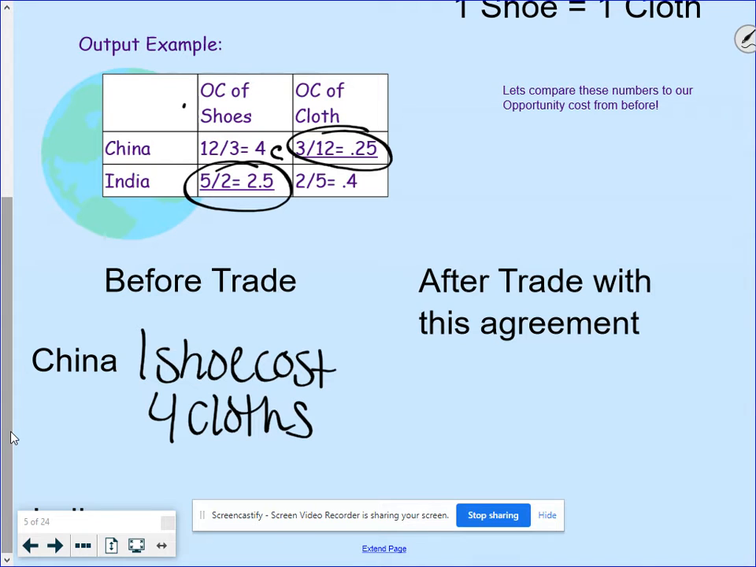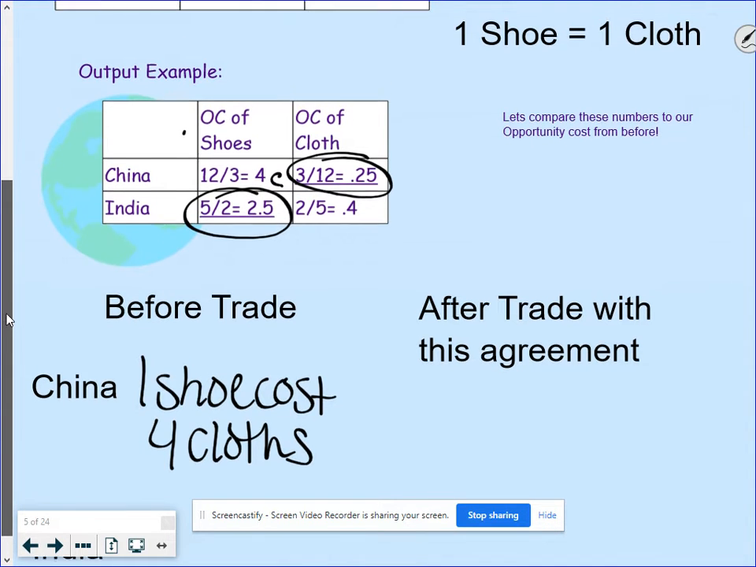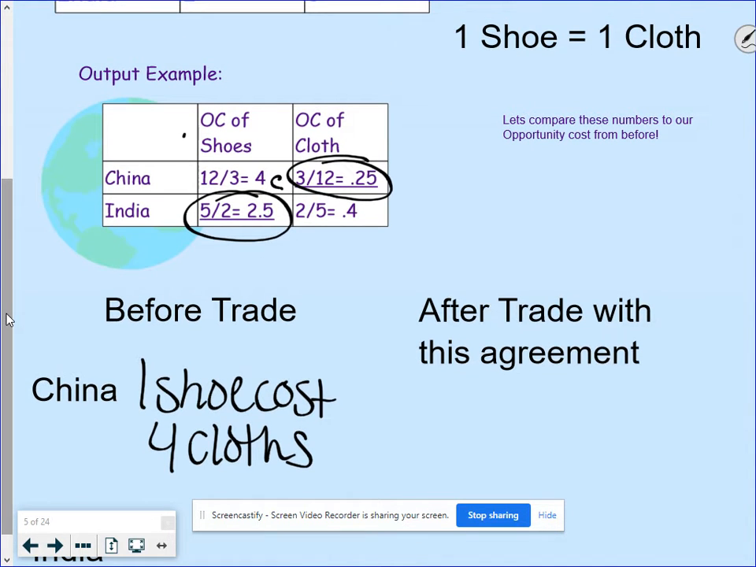By themselves, one shoe costs 4 cloths. Now one shoe costs 1 cloth, because that's the trade agreement that was given. Before, if China wanted to make shoes, it would lose 4 cloths. Now for one shoe they would lose 1 cloth. So this is a good trade deal for China because they're giving up less cloth to make shoes.